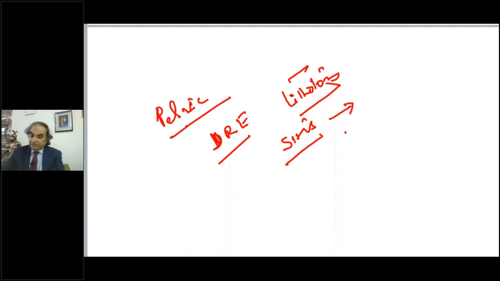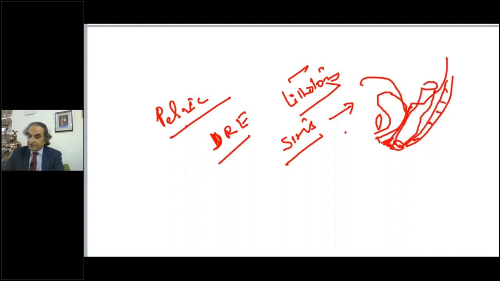Actually, if you look at the screen, that's the position of this being a male patient. That's the lateral section of the pelvis. This is the spine, that's the rectum. And the peritoneal reflection is like this pouch. This is the rectovesical pouch. The collection is somewhere here. We can go through this route.